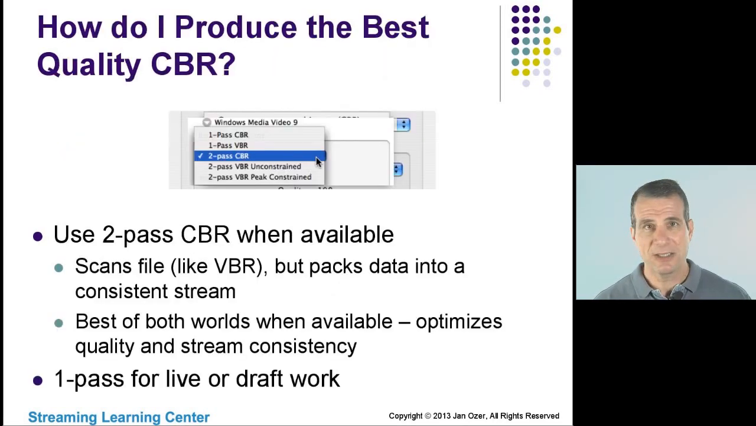Okay, how do I produce the best quality CBR? Just a couple of points. This is Telestream Episode. Obviously, when you're producing a live stream, you don't have the option to use 2-pass, but when 2-pass CBR is available, you always want to use it. It takes a little bit longer, but you get the highest possible quality encoded file. If you're encoding for draft or you're encoding live, you always want to use 1-pass CBR.